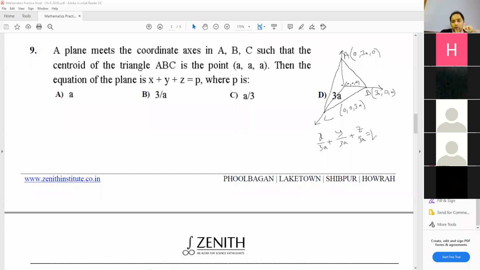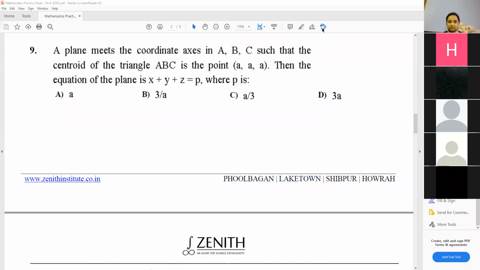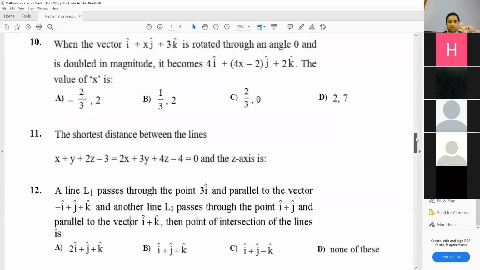What would be the value of p if (a, a, a) is the centroid of the tetrahedron OABC? It would be 4a. If I say that (a, a, a) is the centroid of the tetrahedron OABC, then how will the value of p change? So 4a. Basically p will become 4a, right? Because for the centroid of a tetrahedron it is divided by 4. Okay, next.